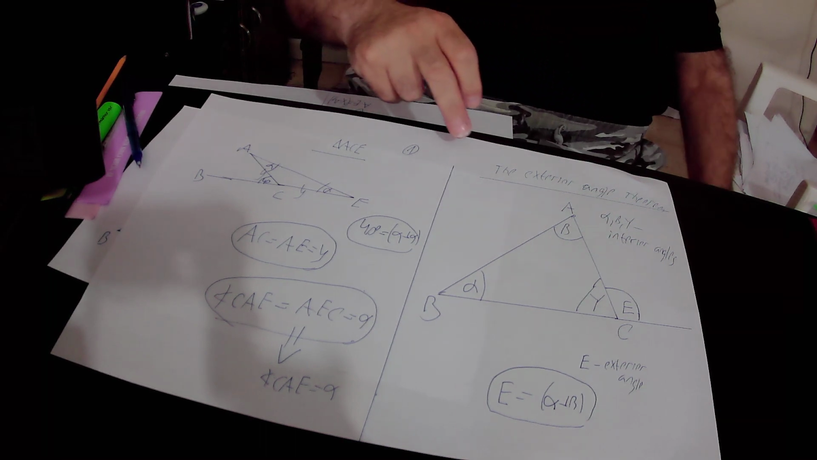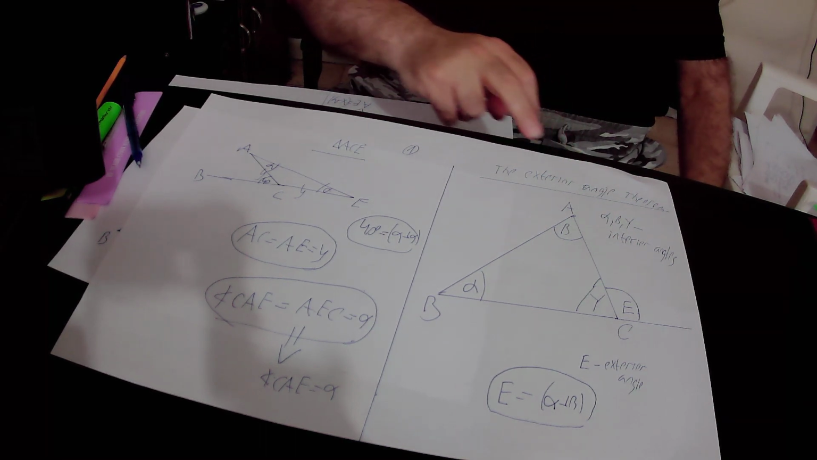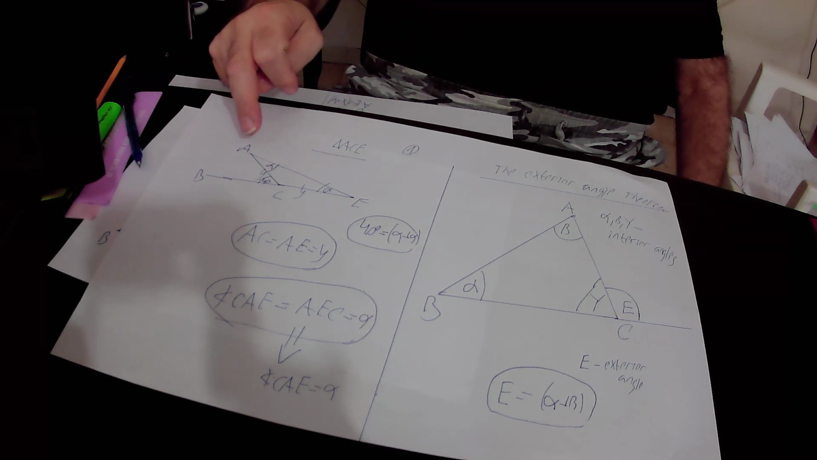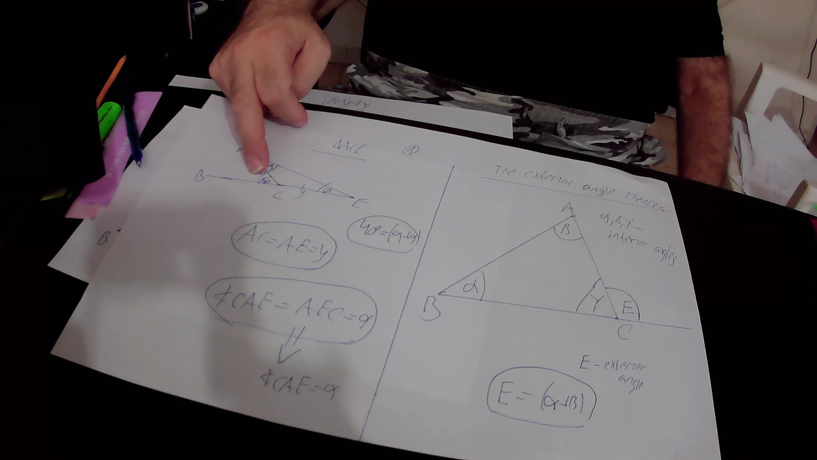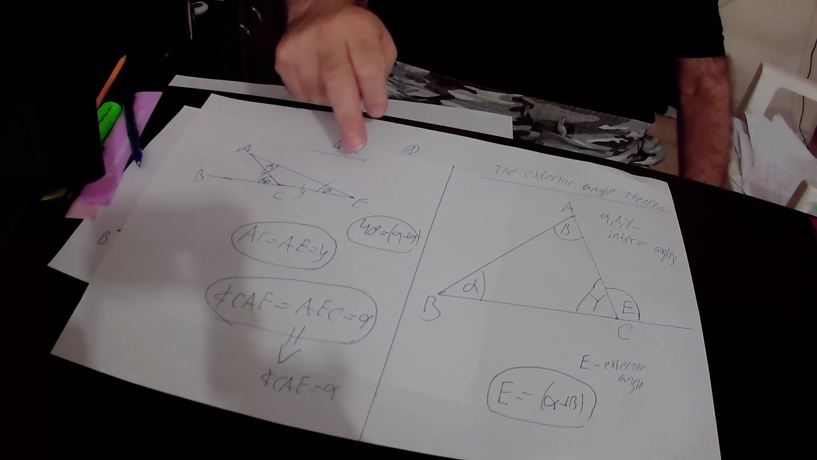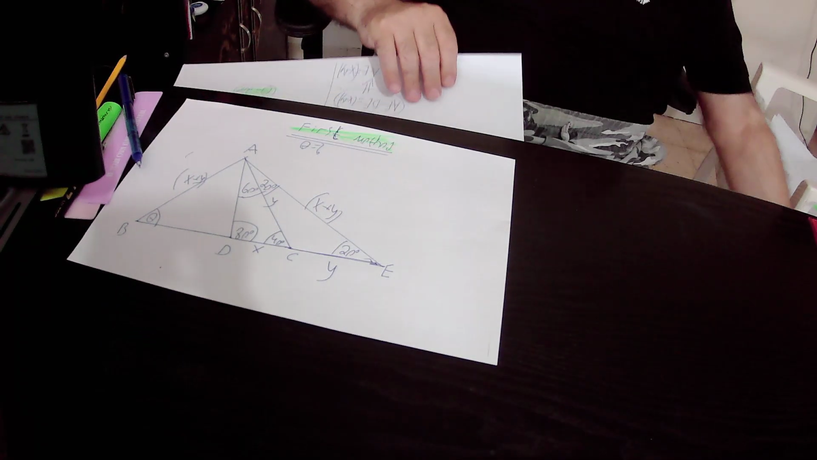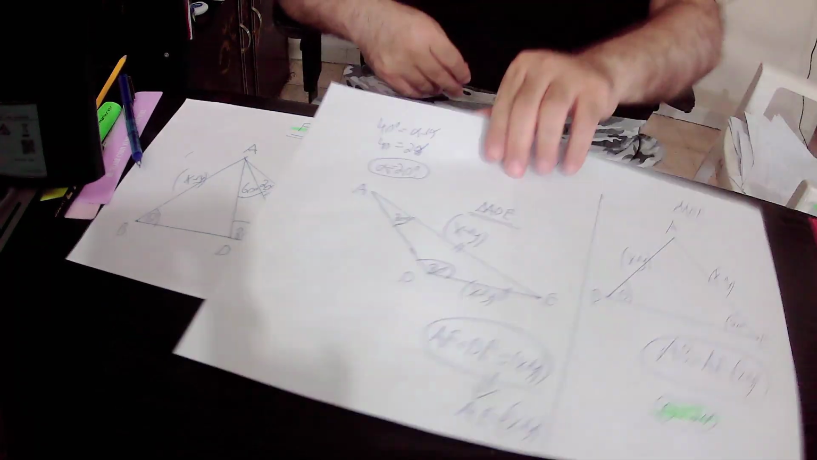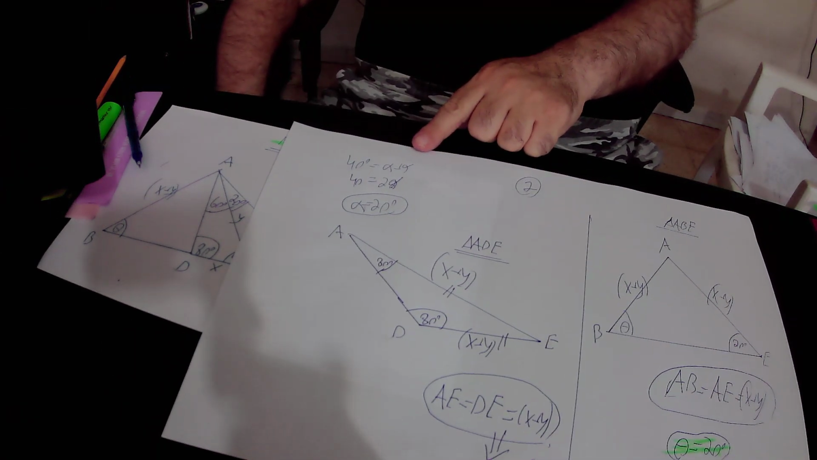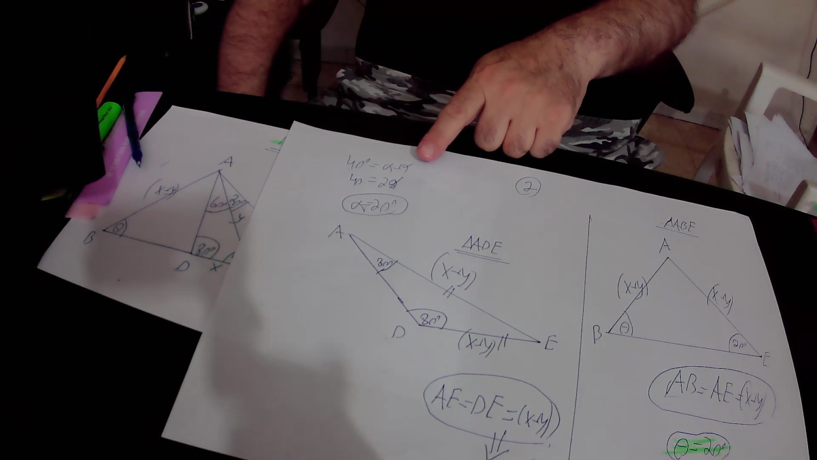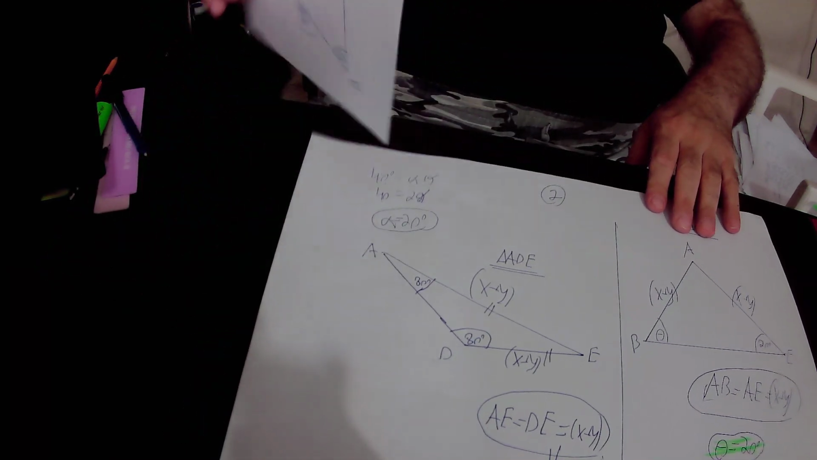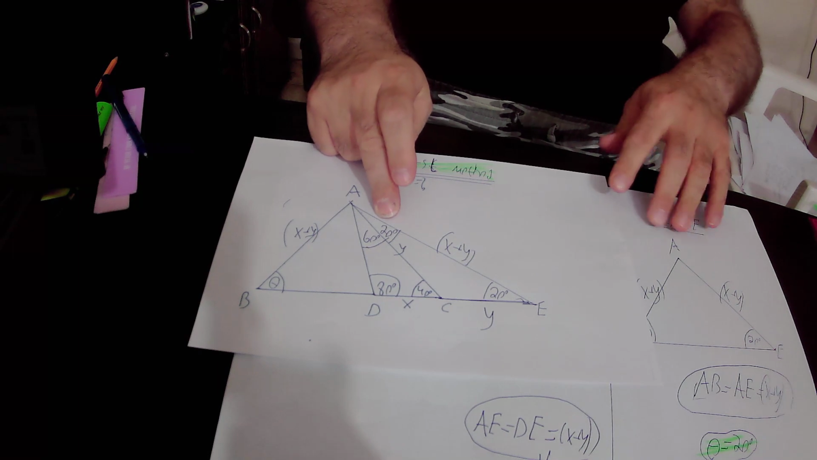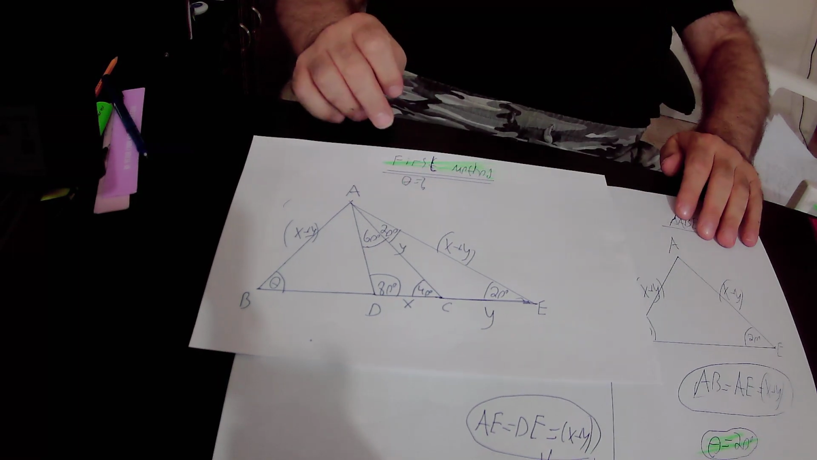So we can apply the exterior angle theorem in triangle ACE. In triangle ACE, the exterior angle is 40 degrees, and it must equal alpha plus alpha. So 40 degrees equals alpha plus alpha, which means 2 alpha equals 40 degrees. We divide this equation by 2 and find that alpha equals 20 degrees. So this angle equals 20 degrees, and this angle also equals 20 degrees.